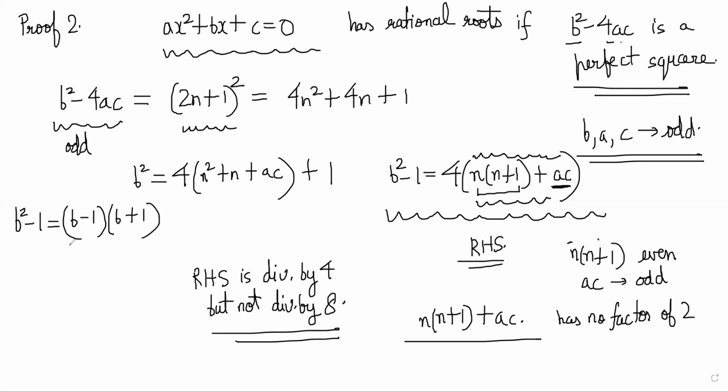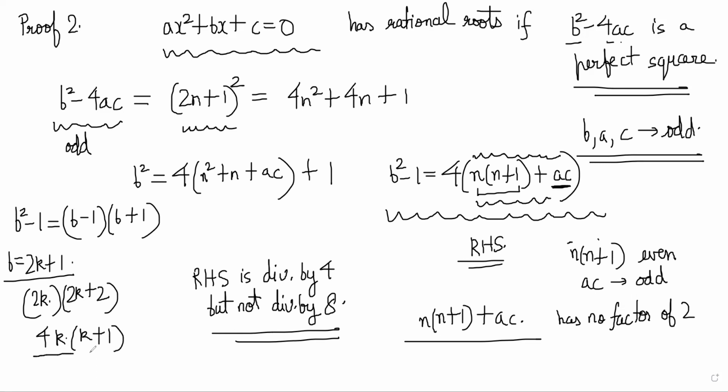But we know that b was an odd number. So b can be written as b is 2k plus 1. Therefore, b minus 1 becomes 2k and b plus 1 becomes 2k plus 2. We can take 2 common here from both the terms and you get 4 times k into k plus 1. And now you will realize that this number is actually divisible by 8.